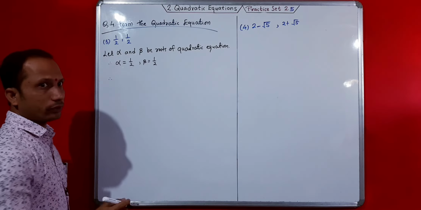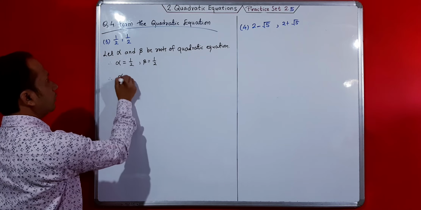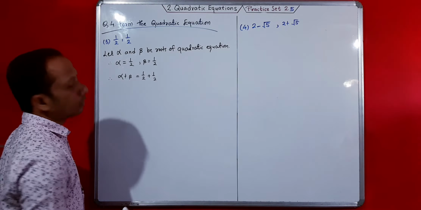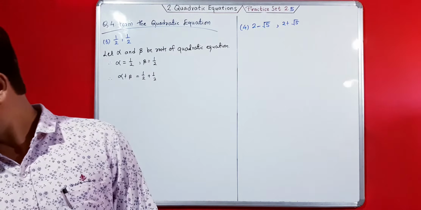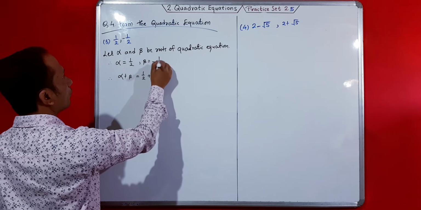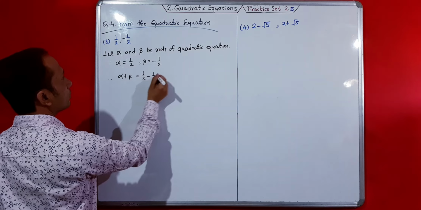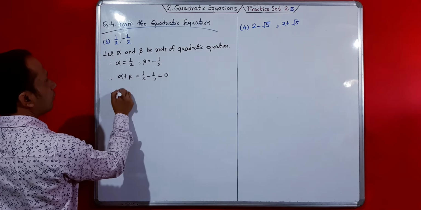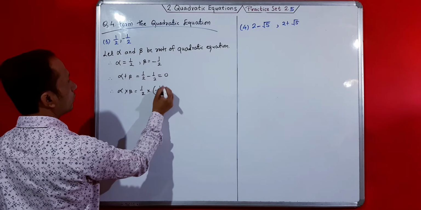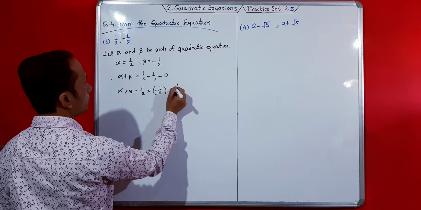Okay, therefore what you have to find out is alpha plus beta, which is 1/2 plus... sorry, it is minus. Beta is minus 1/2, so 1/2 minus 1/2 is 0. Therefore alpha into beta, 1/2 into minus 1/2, is minus 1/4. So this is the second.